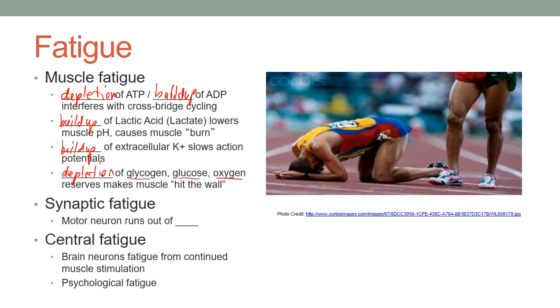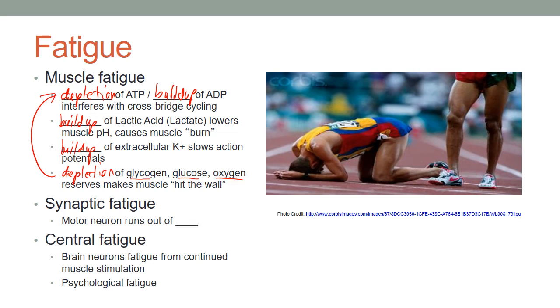If you're trying to contract aerobically and you don't have enough oxygen, or if you're trying to contract either way and you don't have enough glucose, then your muscle is just going to refuse to work because it can't make enough ATP. This leads to depletion of the ATP, buildup of the ADP, and the cross bridges don't work.